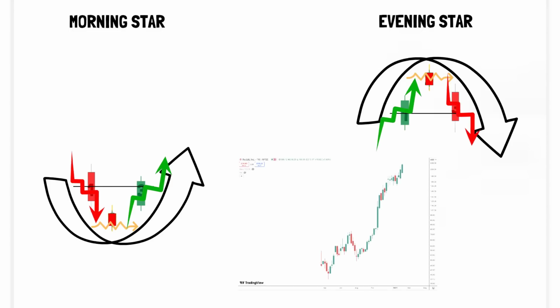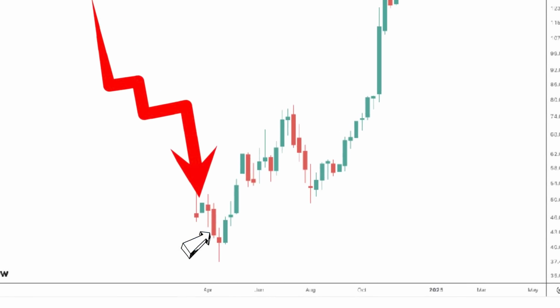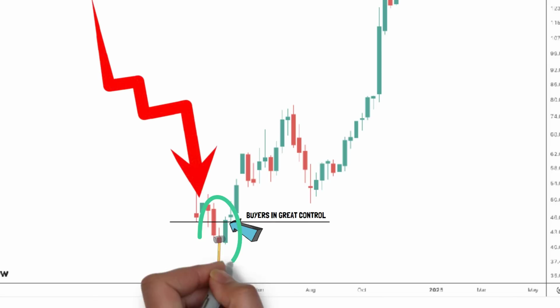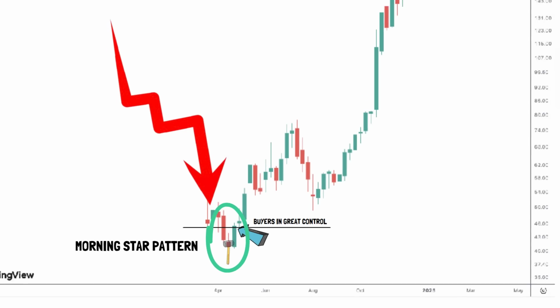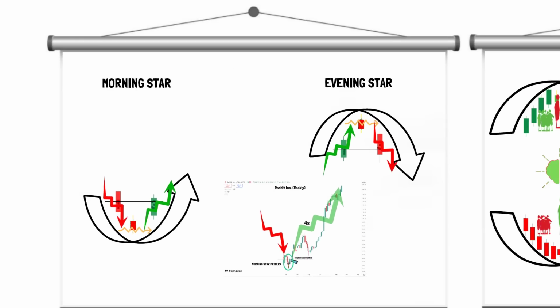For example, in this weekly chart of Reddit Inc., the price was in a short downtrend when it formed this big red candle. It was followed by a small gap down, after which the sellers tried to dominate, but buyers swiftly took over, forming a hammer. The next candle was a strong green candle, signifying even greater control of buyers as the candle closed above the halfway mark of this red candle. These 3 candles together formed the morning star pattern. The price reversed from this point and has increased 4-fold since.